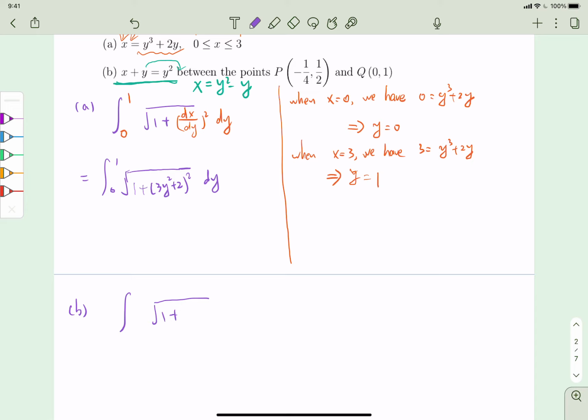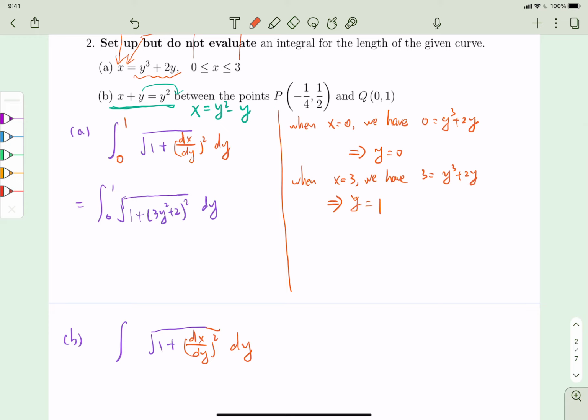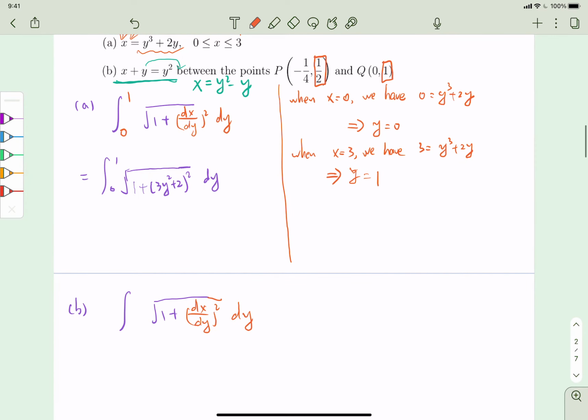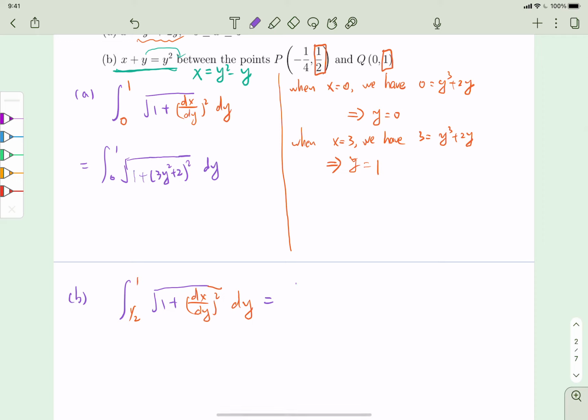Now, we know that we need this dx over dy squared. And the equation is in terms of y. And now we need to find the corresponding bounds of y, right? So we know that the curve is from P to Q. Now let's take a look at the y coordinates. The y coordinate should be from 1 over 2 to 1. Okay, so 1 over 2 to 1, put in the bounds. Now we finish, right? And then the last step is just to plug in.